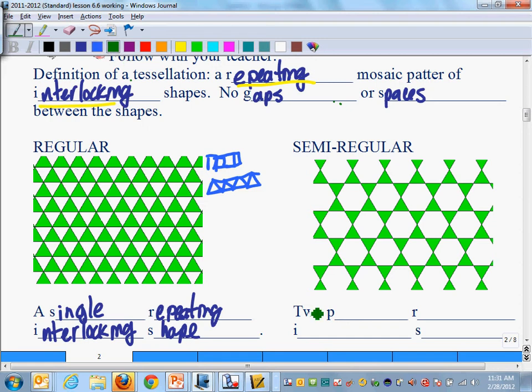If you have 2 parts or more, put a little plus sign. 2 parts or more repeating.